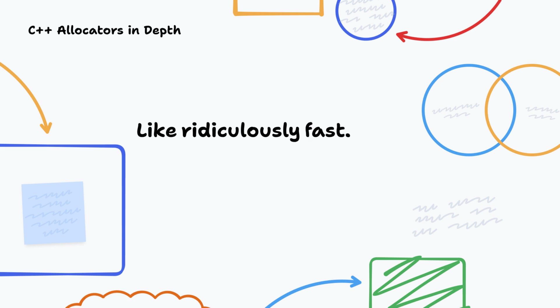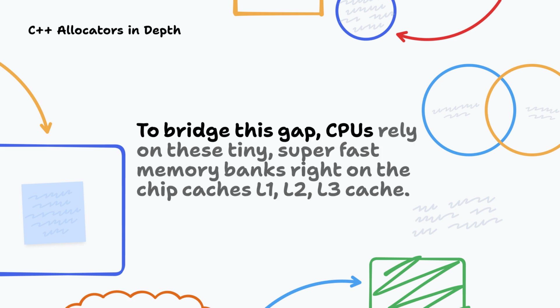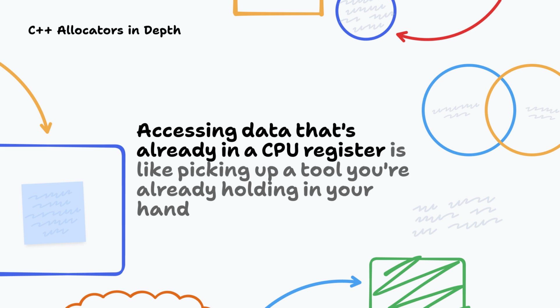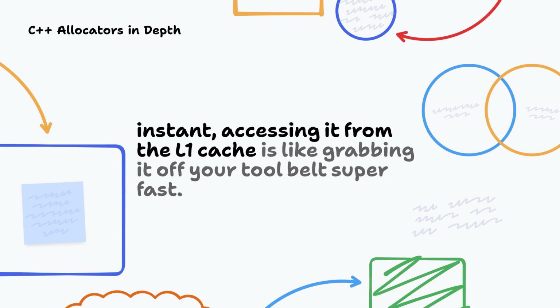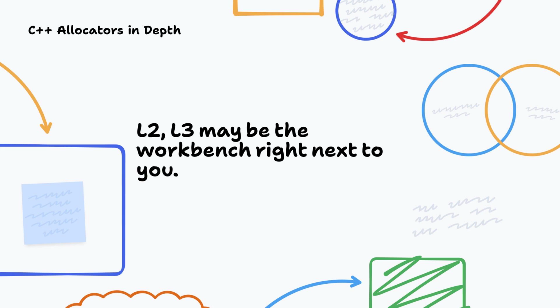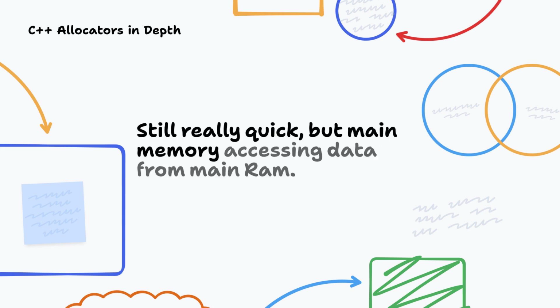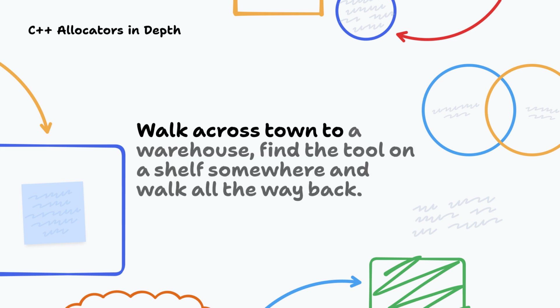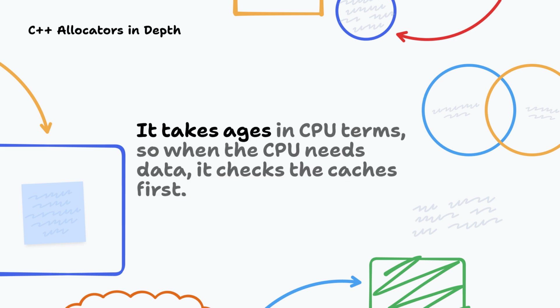Ridiculously fast. To bridge this gap, CPUs rely on these tiny, super fast memory banks right on the chip called caches, L1, L2, maybe L3 cache. Think of it like this. Accessing data that's already in a CPU register is like picking up a tool you're already holding in your hand. Instant. Accessing it from the L1 cache is like grabbing it off your tool belt. Super fast. L2, L3, maybe the workbench right next to you. Still really quick. But main memory. Accessing data from main RAM, that's like having to stop work, walk across town to a warehouse, find the tool on a shelf somewhere, and walk all the way back. It takes ages in CPU terms.